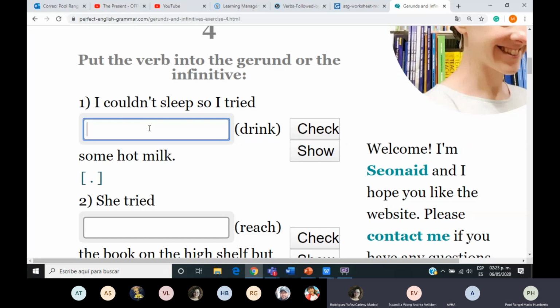O sea, de hecho, cuando lo traduces tal cual es, intenté beber leche caliente. Pero aquí la cosa es, intenté, I try to drink or I try drinking. Acuérdense, try to drink es a ver si podía tomármela. Y try drinking es, pues intenté tomármela a ver qué pasaba.